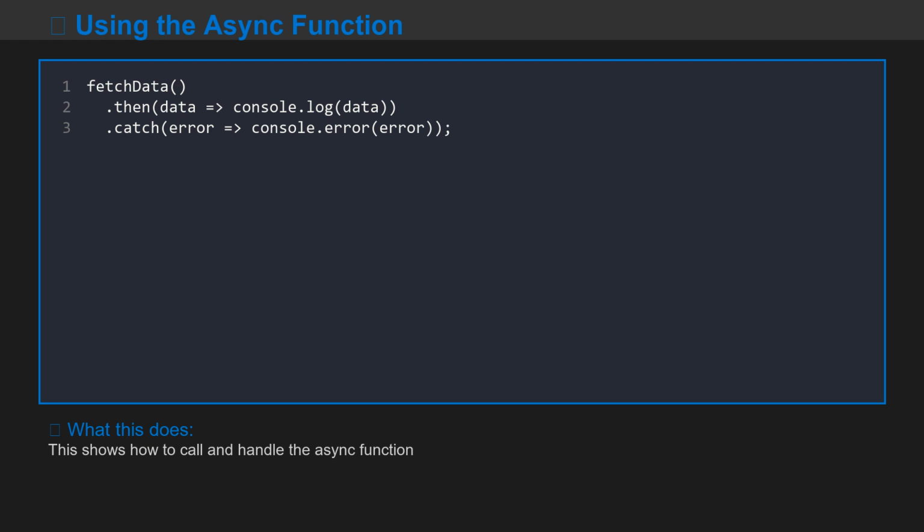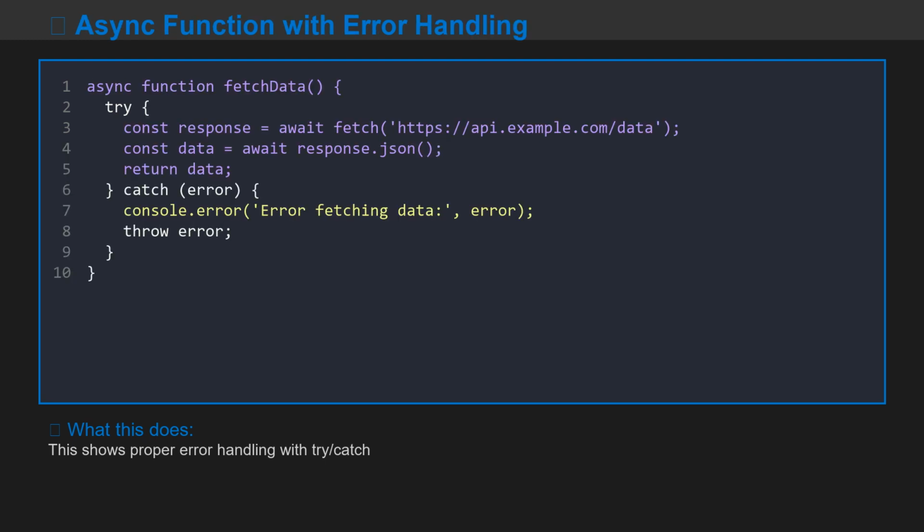When we call this async function, it returns a promise. We can use .then to handle the resolved value and .catch to handle any errors that might occur. For better error handling, we can wrap our await statements in a try/catch block. This allows us to catch and handle any errors that might occur during the asynchronous operations.